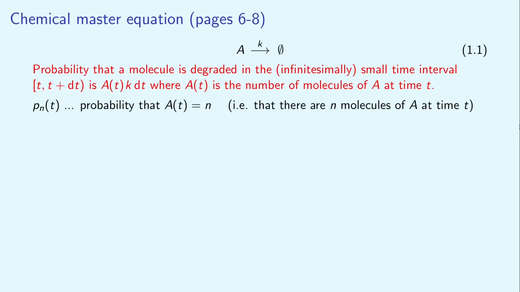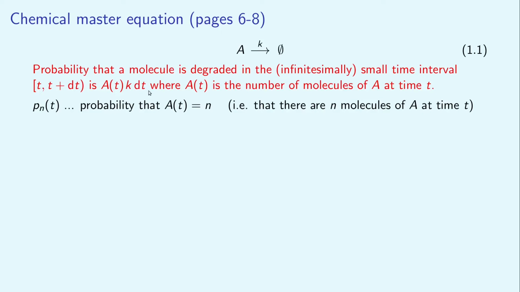To prove this, we first need to rewrite our stochastic simulation algorithm, our computer code, in terms of mathematical equations which we can analyze. We will describe the state of the system in terms of the probability that A at time t is equal to n. That is, the probability that there are n molecules of A at time t, which we denote as p_n(t). Here n is a non-negative integer. The stochastic model of reaction 1.1 was given using this red definition. The probability that a molecule is degraded in time interval t, t plus dt is equal to k A(t) dt.